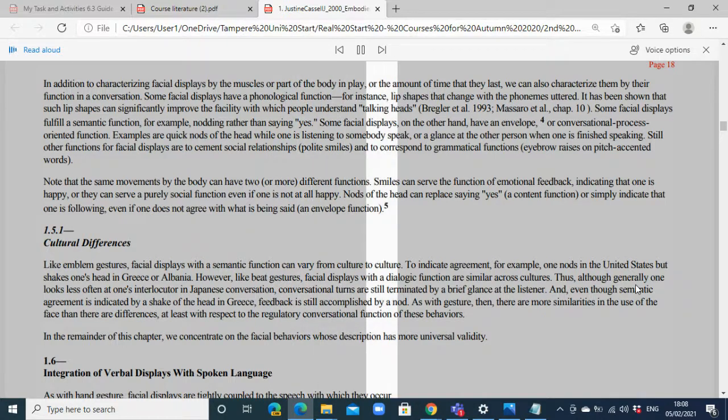Some facial displays, on the other hand, have an envelope, or conversational process-oriented function. Examples are quick nods of the head while one is listening to somebody speak, or a glance at the other person when one is finished speaking. Still other functions for facial displays are to cement social relationships, polite smiles, and to correspond to grammatical functions, eyebrow raises on pitch-accented words.